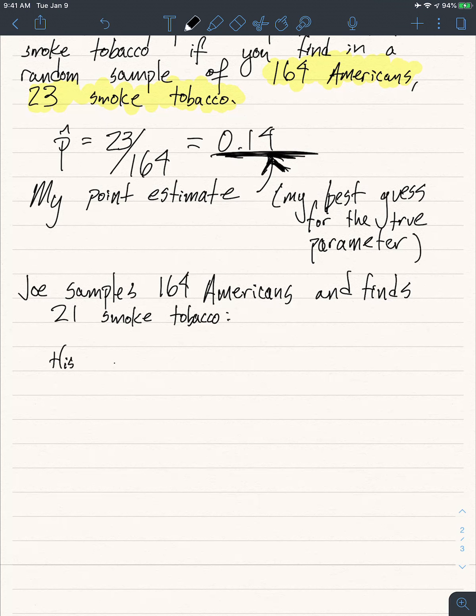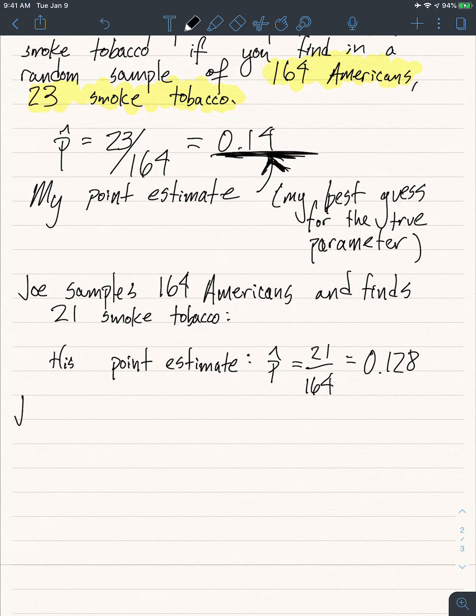His point estimate is then his p hat is actually different than mine, right? He found 21 out of his 164. He obviously sampled different people than I did. Would be 21 over 164. And 21 divided by 164, according to the calculator, is about 0.128.